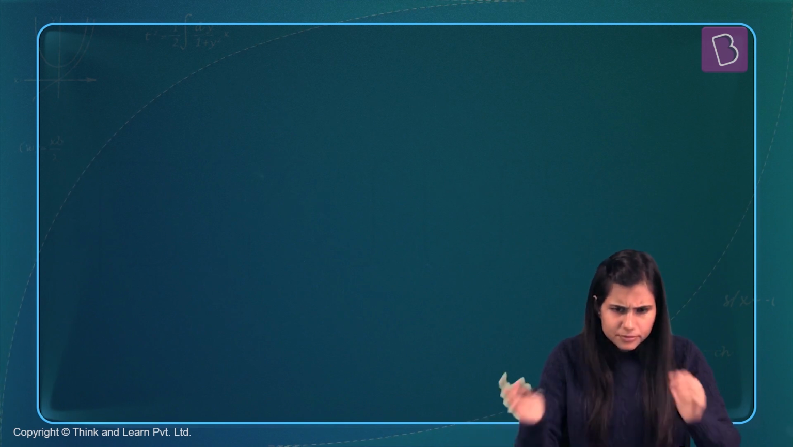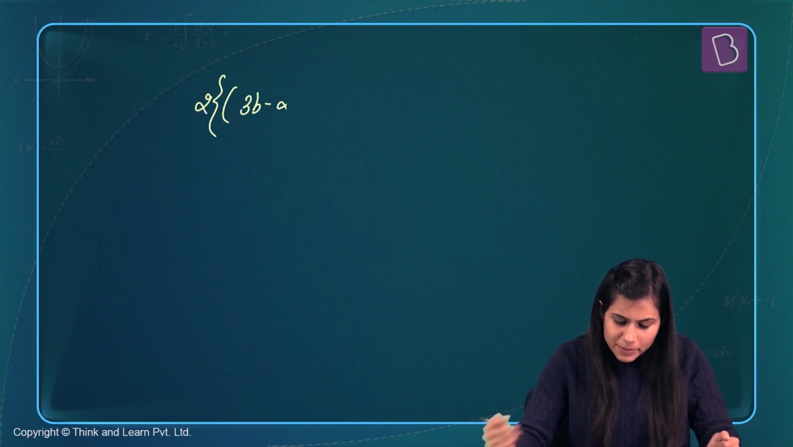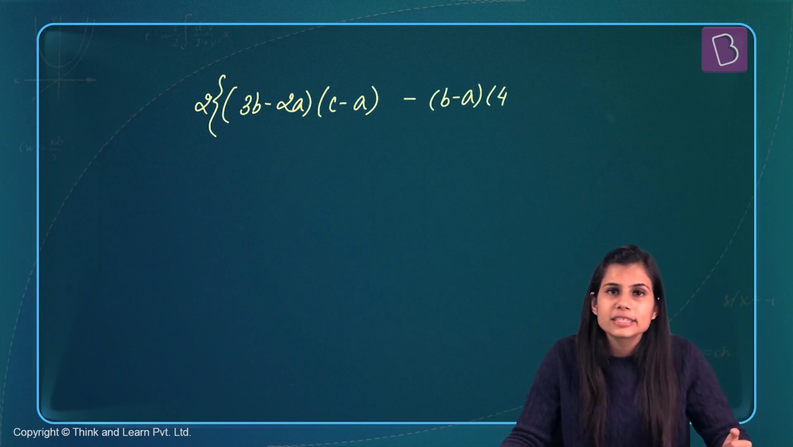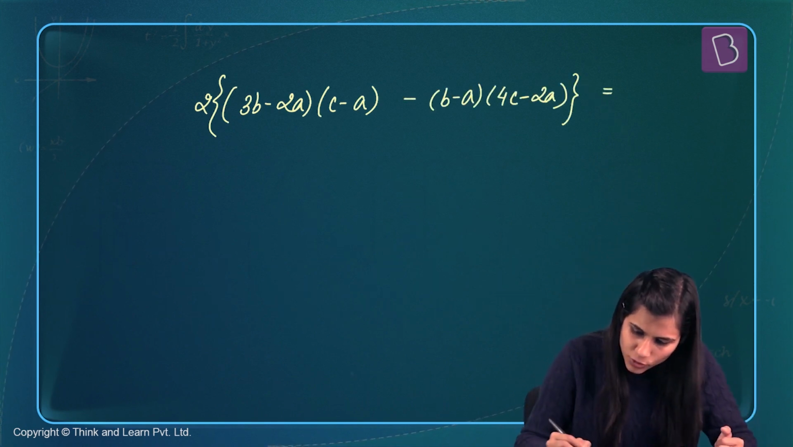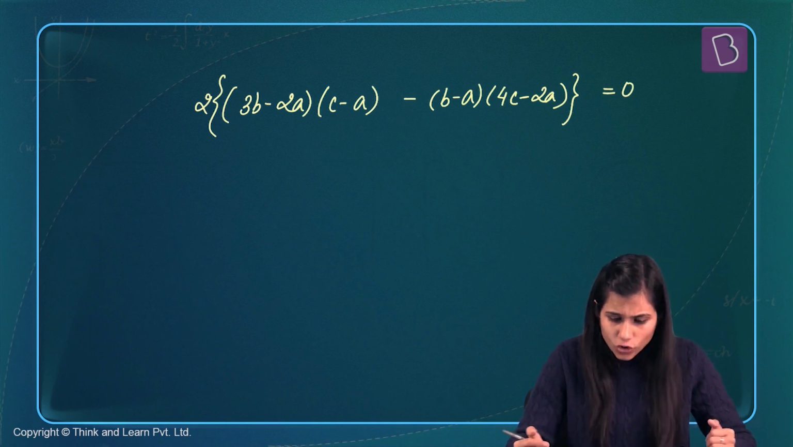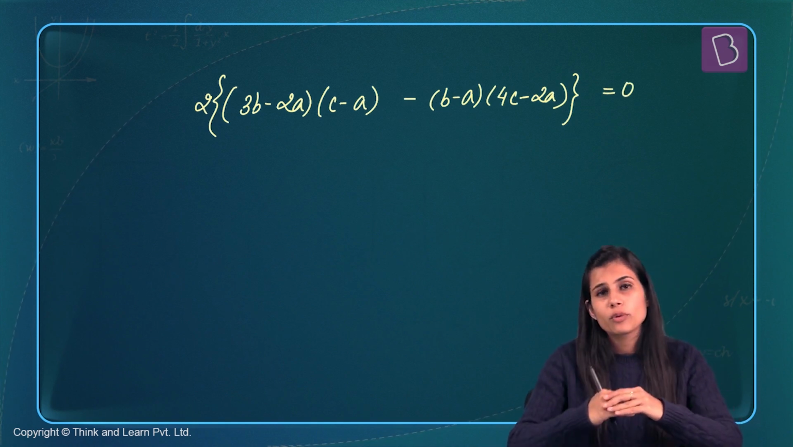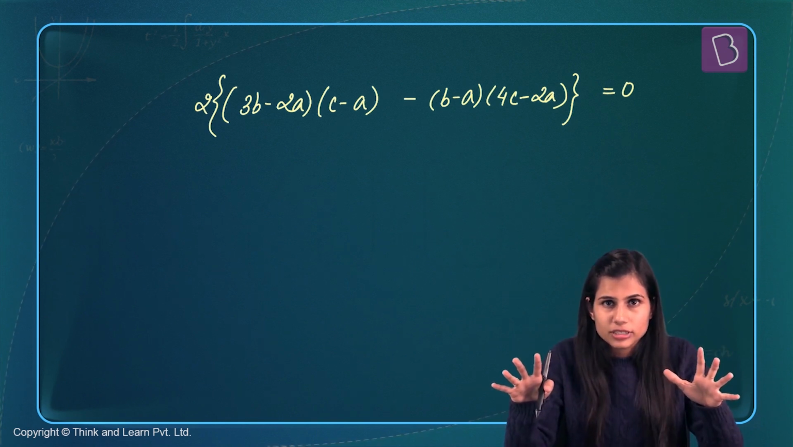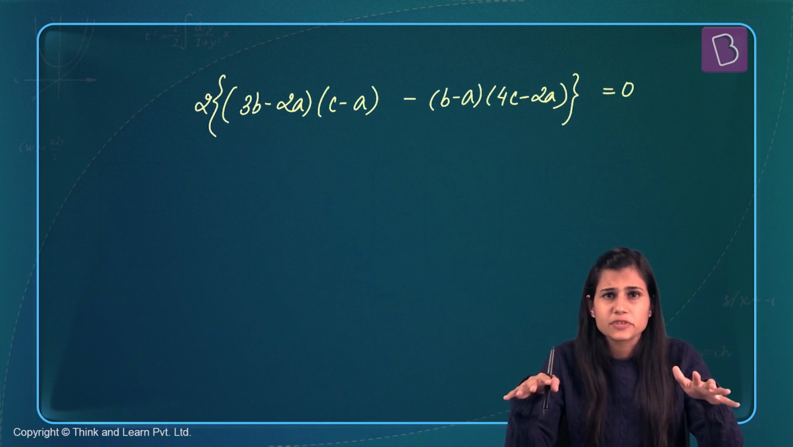What you get is 2 multiplied by 3b minus 2a into c minus a minus b minus a into 4c minus 2a, all of this equal to 0. Now obviously, the question is all about simplifying, solving, analytic calculation. So you just have to be very accurate, otherwise it's very simple.